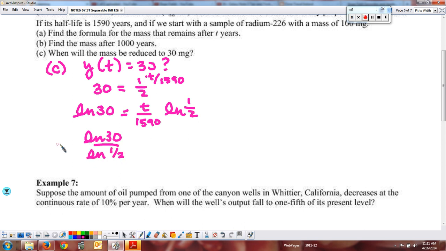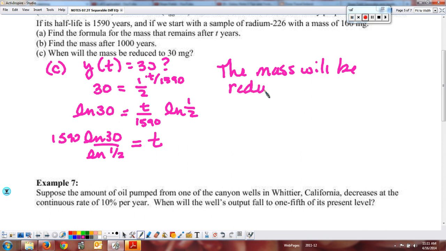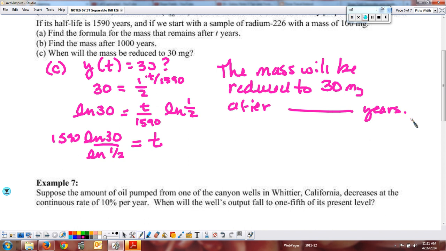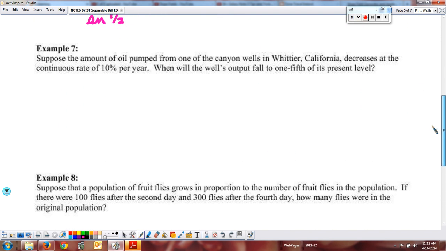And then multiply by 1590, and we would type that into our calculator to get our approximate answer, and make sure you answer the question. The mass will be reduced to 30 milligrams after, and then fill in your amount that you find from typing that into your calculator. All right, so these are fairly straightforward problems that you're going to be looking at. All right, let's take a look at example 7.